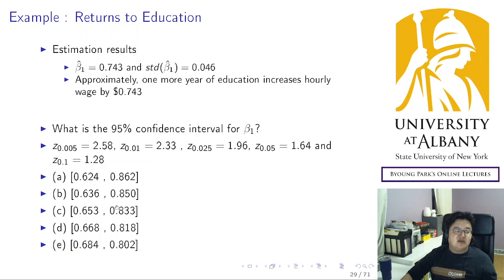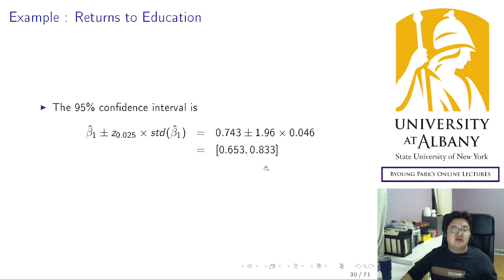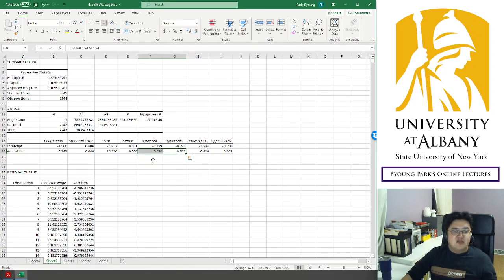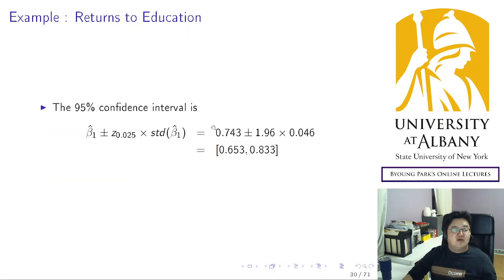654, 833. I don't know why there is a rounding error. But maybe if you use these numbers, then you may have a rounding error. That is given, right? There may be rounding error somewhere, especially in here. This number, 1.96, is already a rounded number, so this should be more accurate, right? Okay, confidence interval can be calculated this way.